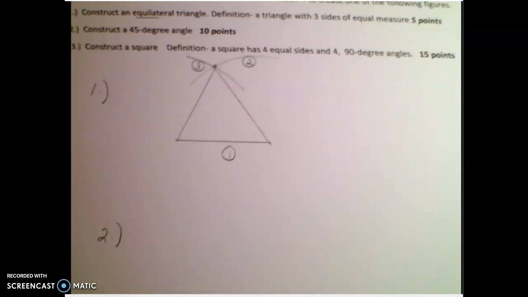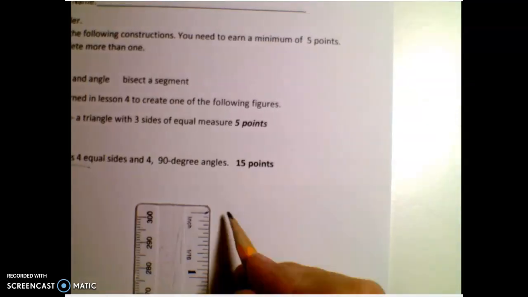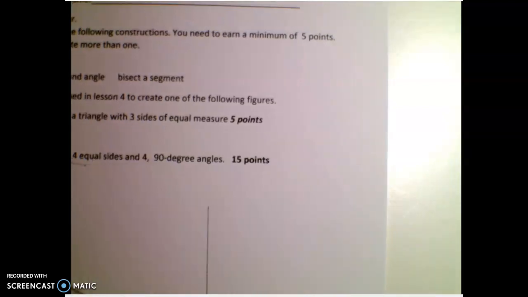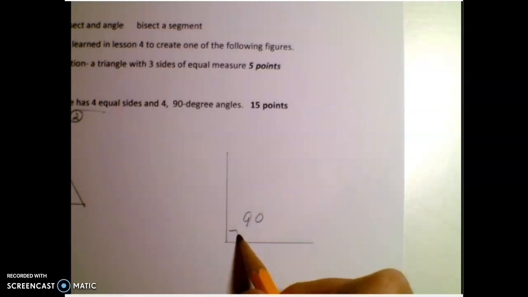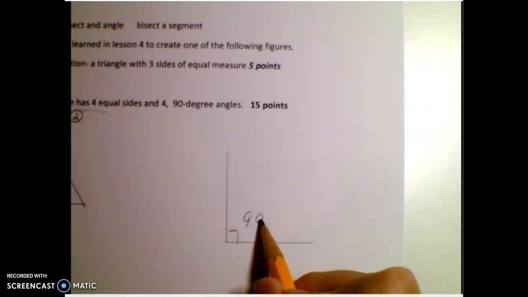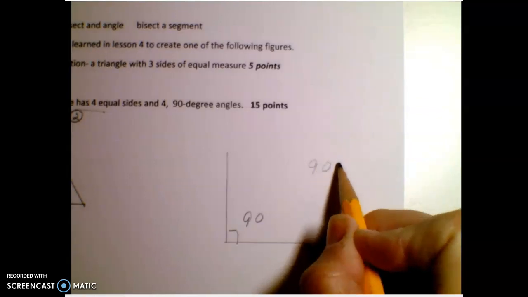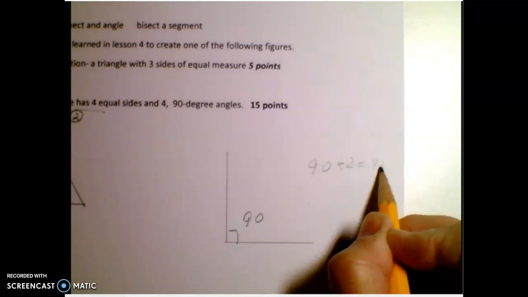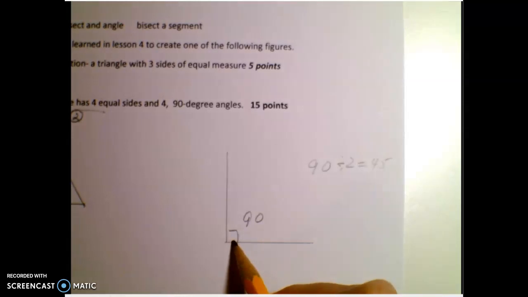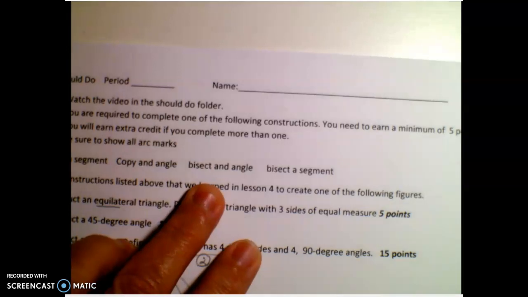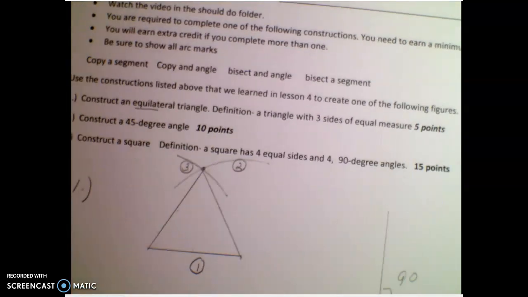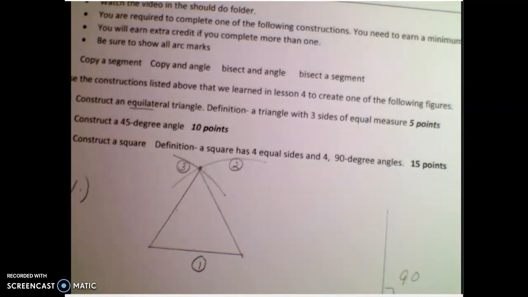Well, let's see. A 90-degree angle, I'm just going to draw one over here, would look like this. And that's a right angle, and that's 90 degrees. So if I want a 45-degree angle, I want one that's half of that. So half of 90 divided by 2 is equal to 45. So we're going to cut that in half. So how do we do that? We bisect an angle.